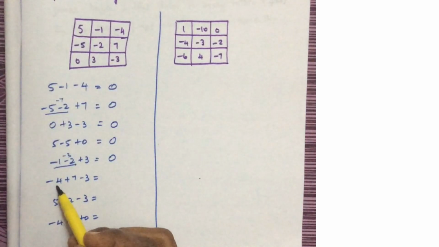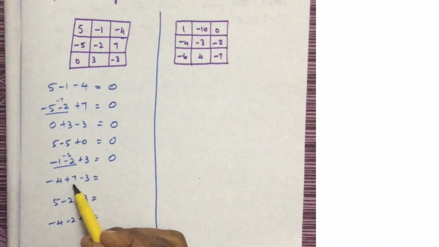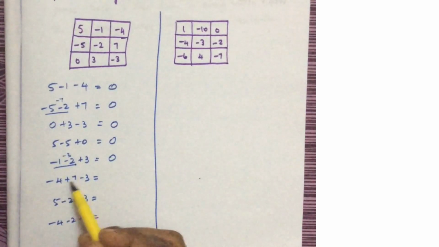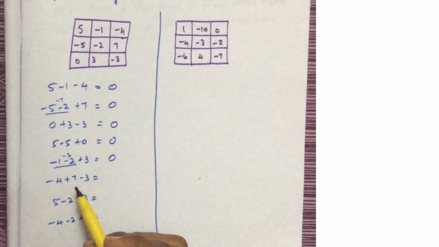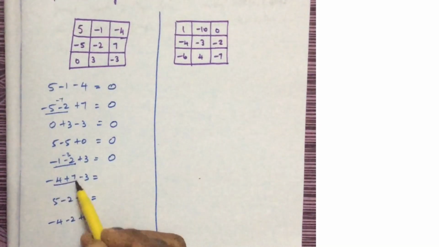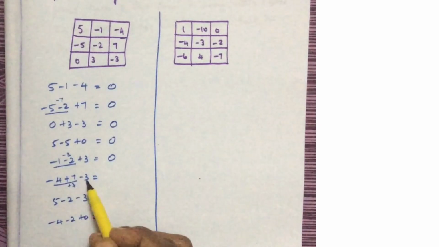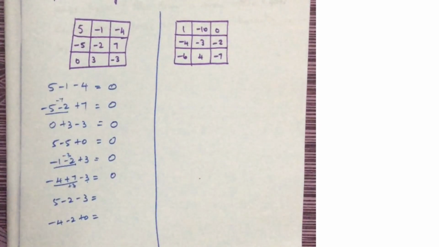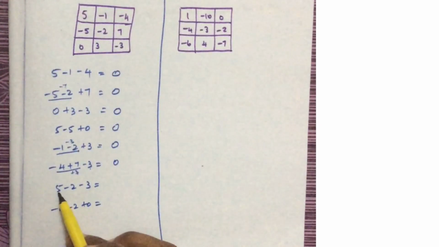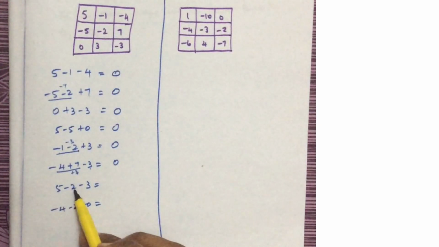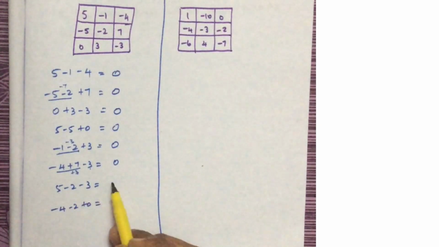Here minus 4 plus 7. Signs are different, so you have to subtract. 7 minus 4 is 3. The greater number is plus, so it is plus 3. So plus 3 minus 3 is 0. Here it is 5 minus 2. 5 minus 2 is 3. 3 minus 3 is 0.